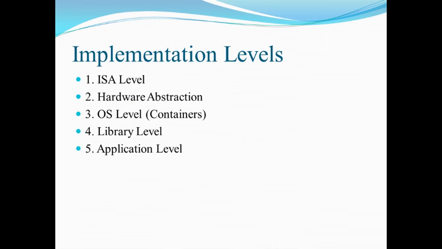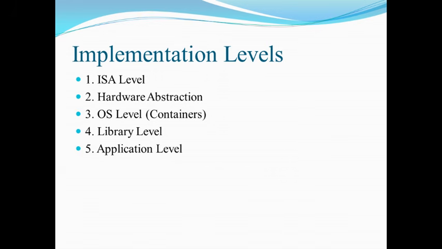Next one is the implementation levels. Virtualization can be applied at various system levels. First one is the ISA, instruction set architecture, where virtualization of CPU instructions is done. Second one is the hardware abstraction layer. At this level, the hardware is abstracted using the hypervisor. Third is the OS level, which uses containers and shares a common OS kernel.